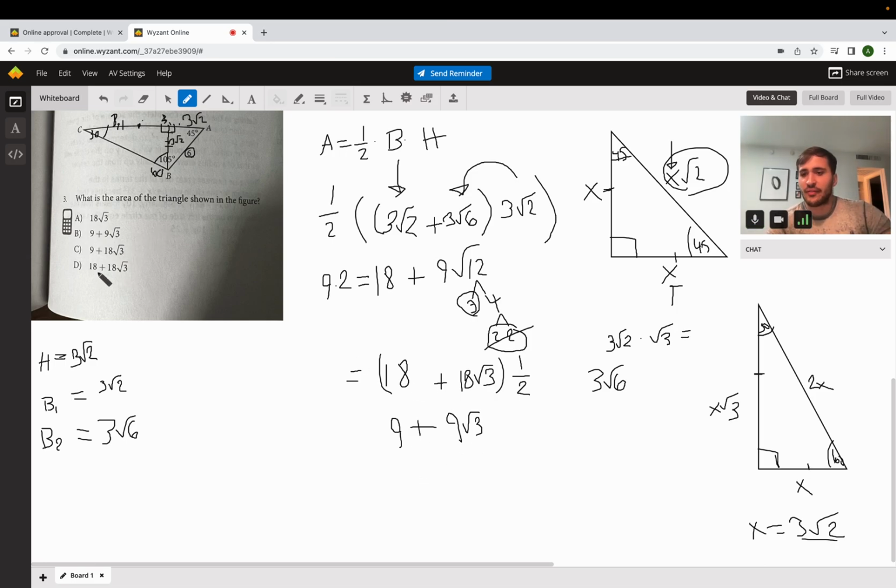Let's save this for now. 9 plus 18 radical 3. No, doesn't make any sense. This one doesn't make any sense either. The answer is B.